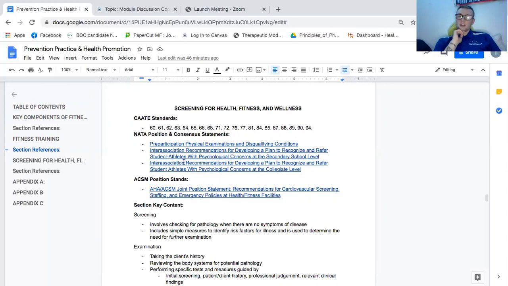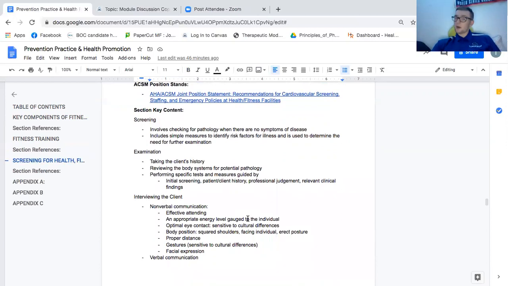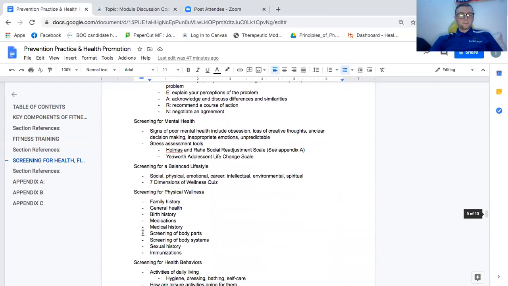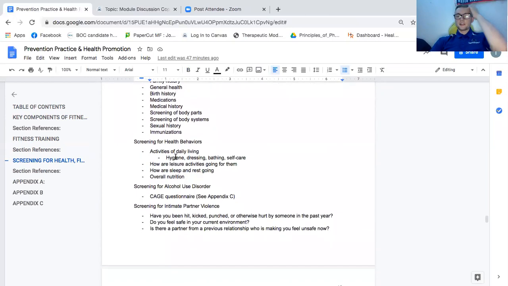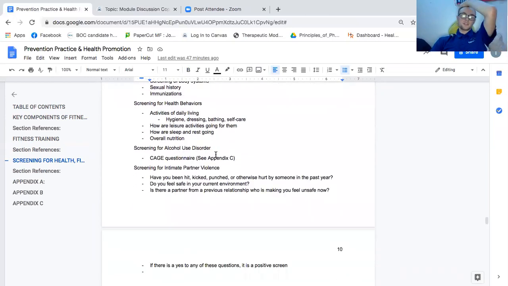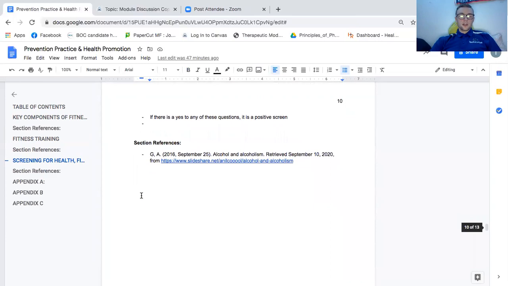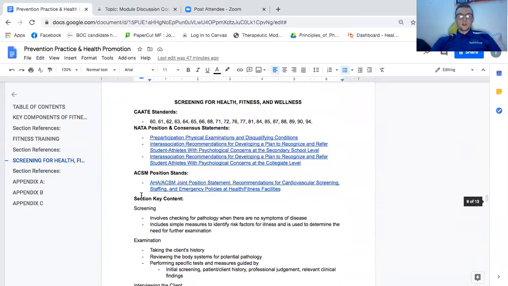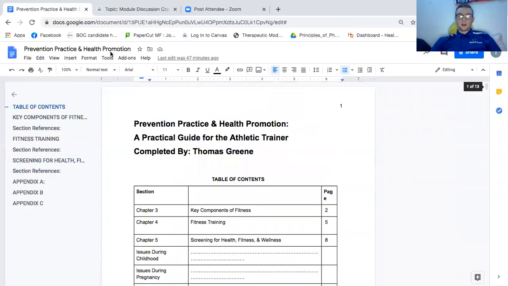This one had more NATA position statements than ACSM because there was a lot of stuff about screening. A lot of it talked about secondary school and collegiate level. Those are both important things, because I don't know where I'll be working in 5 years, in 10 years, in 20 years, in 50 years. Who knows if I'll be working in 50 years? But we got all the good stuff in here. Again, stuff that I didn't view as second nature knowledge. We got our CAGE questions there. We got all that good stuff. So that's my guide.